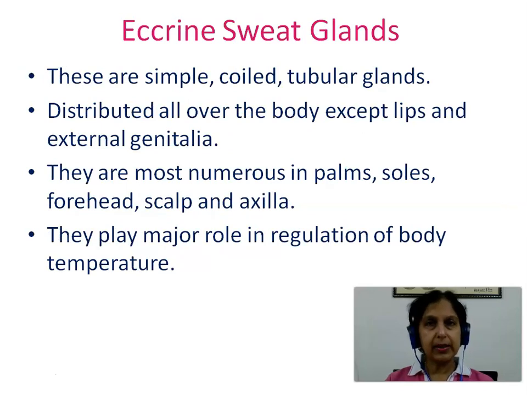Eccrine sweat glands. These are simple coiled tubular glands distributed all over the body except lips and external genitalia. They are most numerous in palms, soles, forehead, scalp, and axilla. They play a major role in regulation of body temperature.